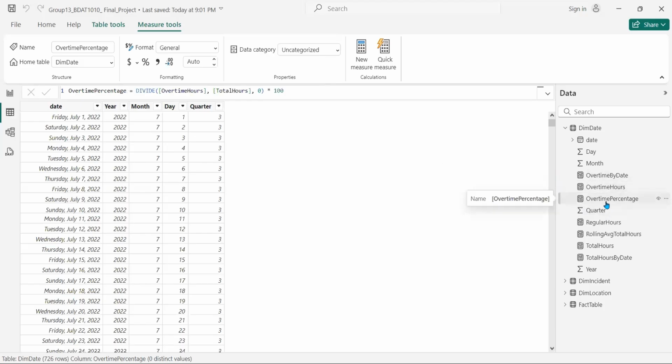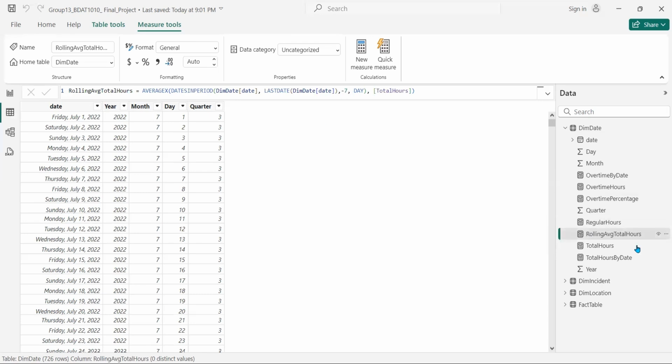And under the overtime percentage, it just calculates the percentage of overtime hours, and it gives the overtime hours in the percentage format. After that, we have also made the measure for regular hours. This measure computes the regular working hours by subtracting the overtime hours from the total hours. And then we have also made the rolling average total hours measure. This calculates the 7 days rolling average of total hours worked for trend analysis purposes.